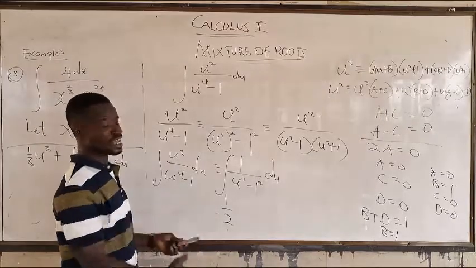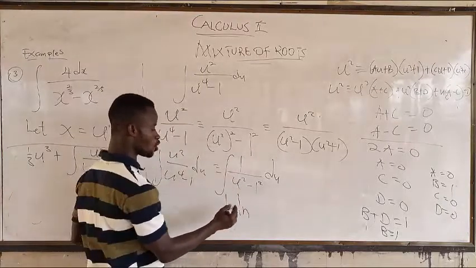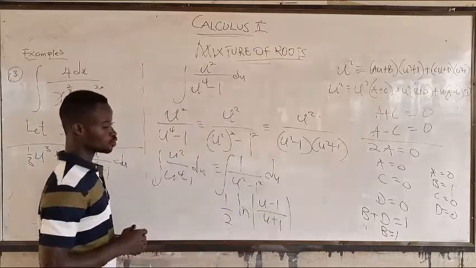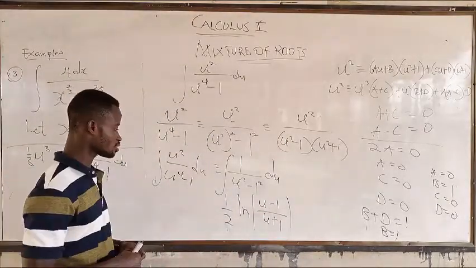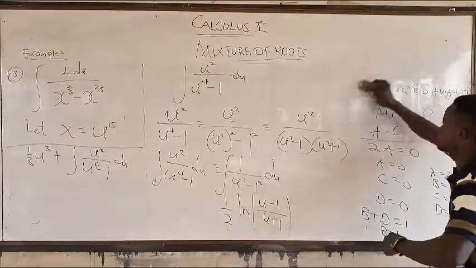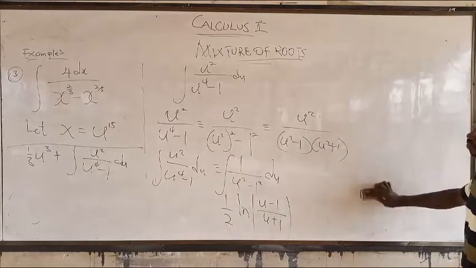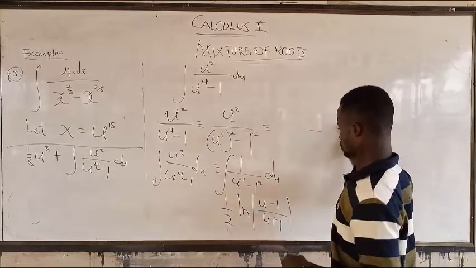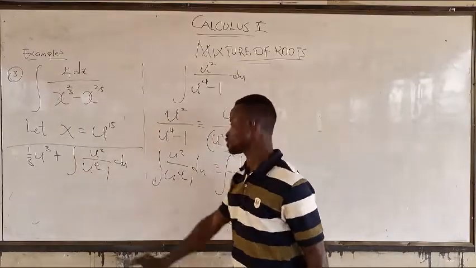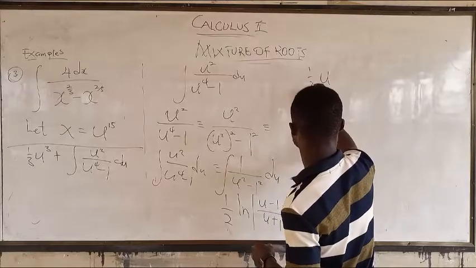1 over 2 times a, and the a is 1. So 1 over 2, then the log of u minus 1 over u plus 1. Very good. So that is what you are going to get. Therefore, we have the result for the integration of this. So we do the substitution.